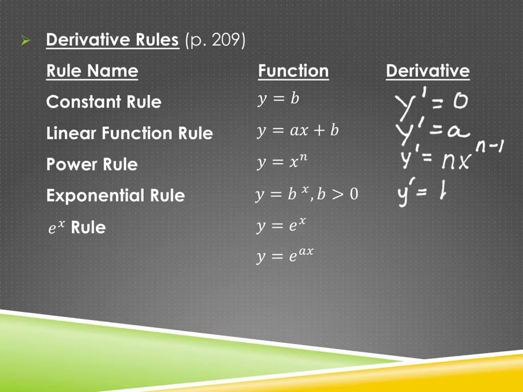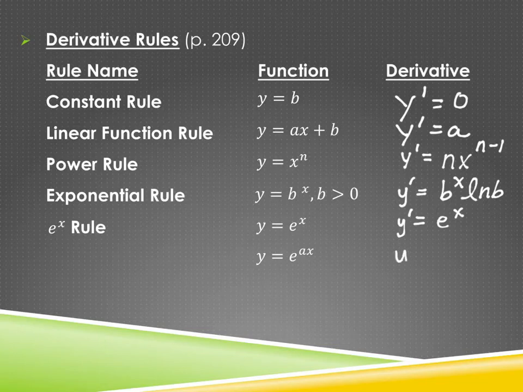Yep. I usually write my b to the x first, but you're right, Paul. It's ln b and b to the x, just because I don't want you to think the b gets multiplied by the other b somehow. So b to the x ln b. E to the x is the best one ever. What's the derivative of e to the x? E to the x. Yep.